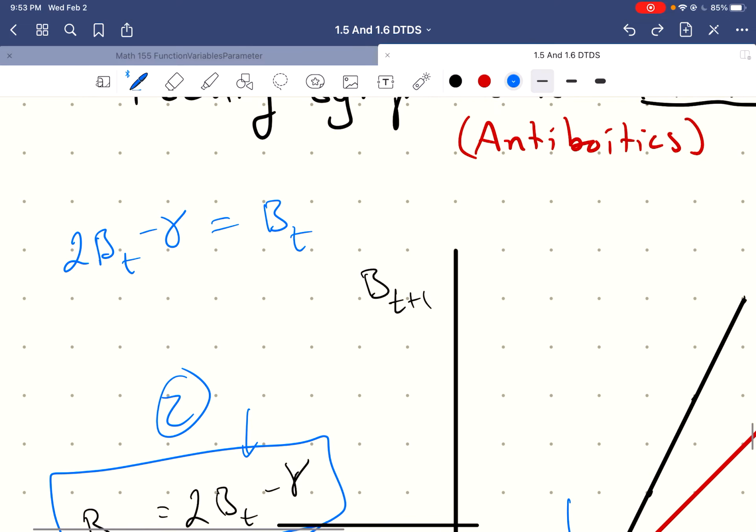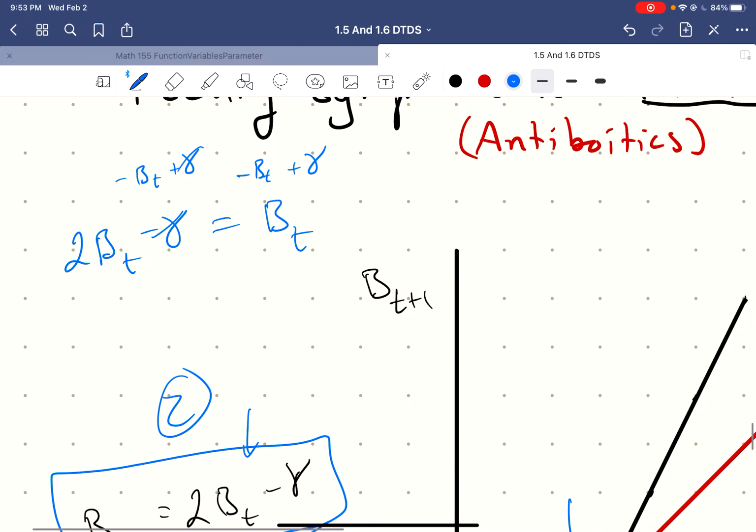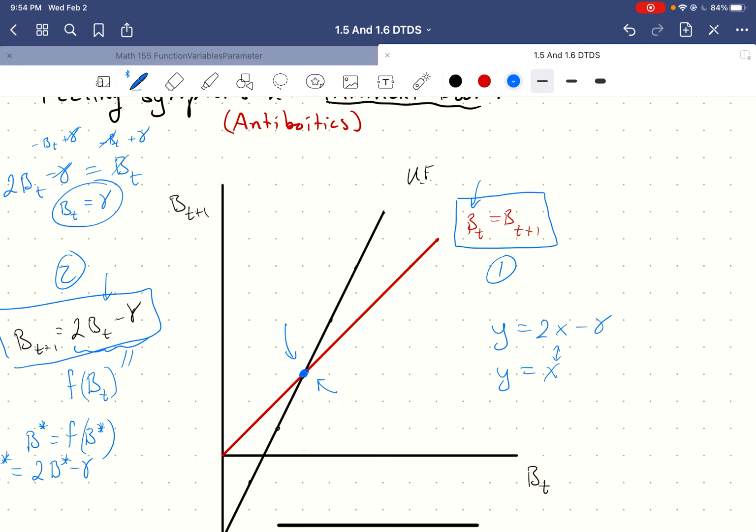If we want to solve this, let's subtract b sub t from both sides, and while we're at it, add gamma to both sides. When I add gamma, that gets rid of that. When I subtract b sub t, that gets rid of that. I'm left with b sub t on the left equal to gamma on the right. So this spot here is gamma. If the bacterial population was dead on equal to the amount that I'm able to kill off every hour, then it would just stay the same, because they're able to double every hour and I'm able to kill off exactly that amount every hour. It's just this constant battle.